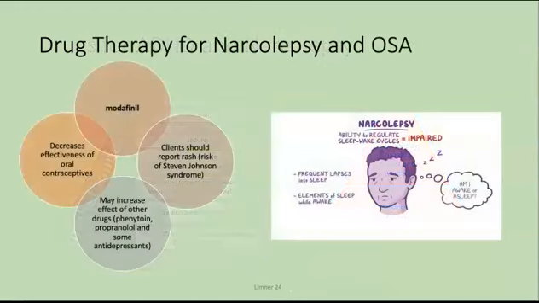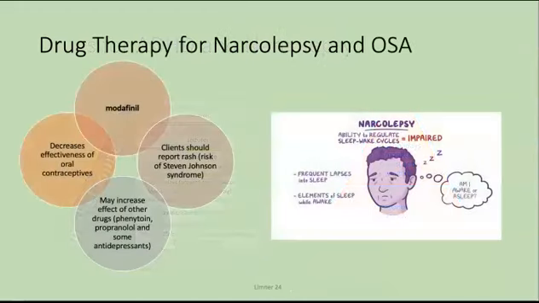Therapy for narcolepsy and obstructive sleep apnea. I did tell you narcolepsy wasn't something I had thought too much about till my oldest went to college, and her college roommate had narcolepsy. And so she was on a medication like modafinil for that.